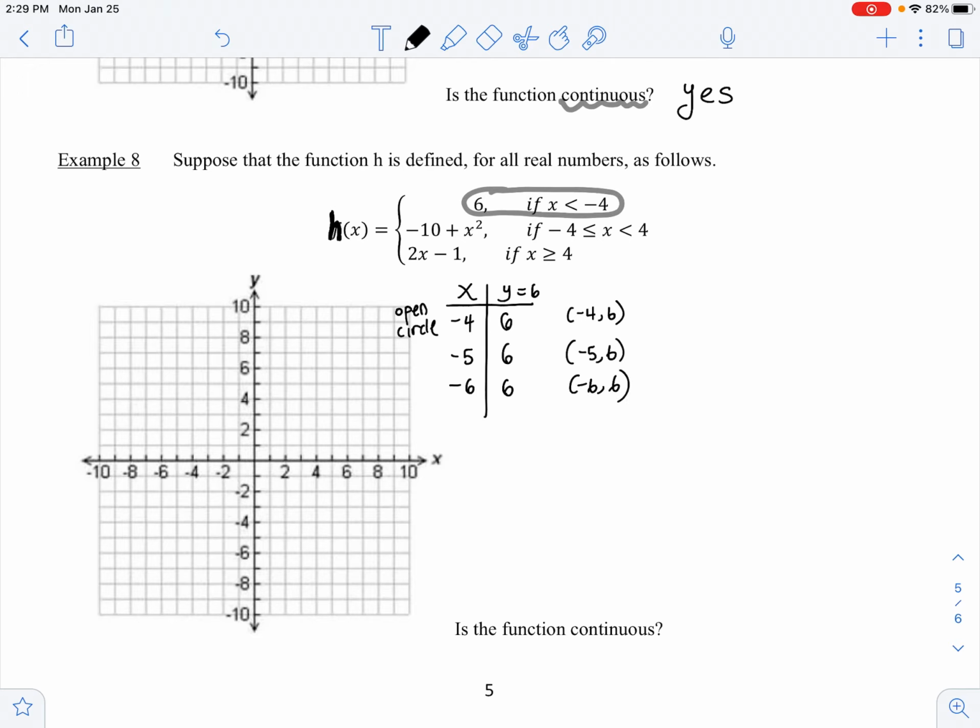Yeah, that's the first piece. So 4 to the left, up 6. I'm going to plot an open circle. And then 5 to the left, up 6. 6 to the left, up 6. And I can see the pattern is just keep on going to the left. A horizontal line, a graph of a constant function, to the left of x equals negative 4.